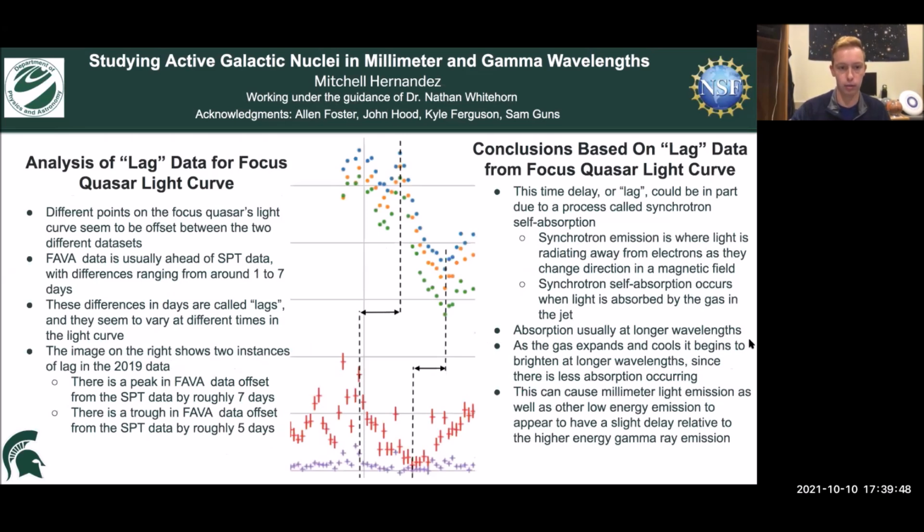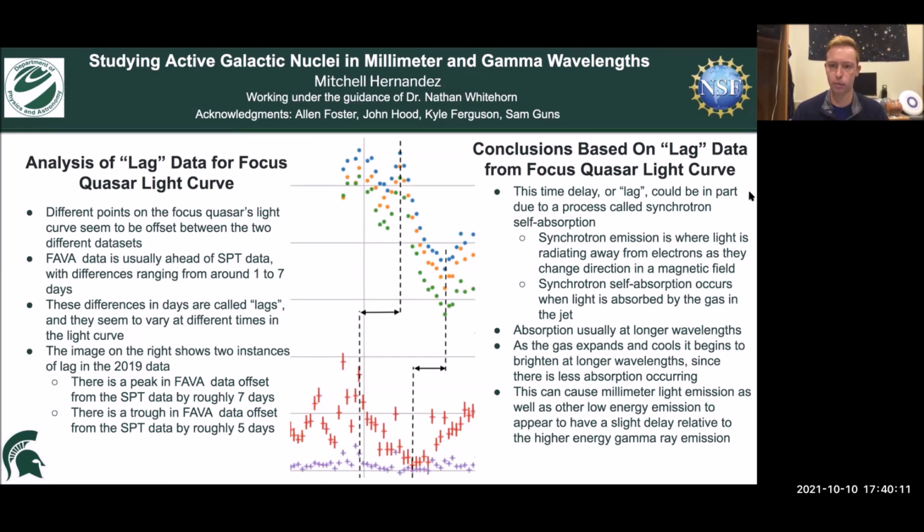So along with that, we have this lag, which happens when, you can see right here, if this is a peak for FAVA, and this is a peak for SPT, these two would probably correlate with one another. And so this is a 7-day difference, and this is a 5-day difference for the peaks versus the troughs. So you can see the lag does change throughout the plot, and it changes over time very frequently.